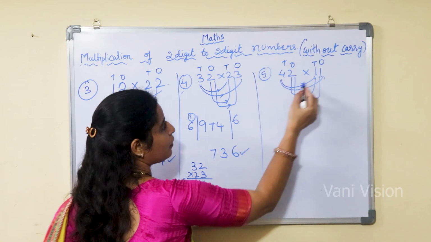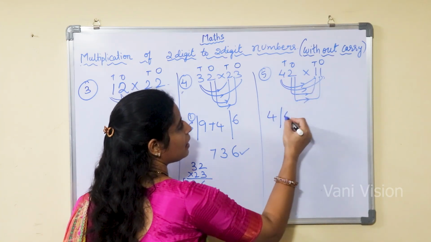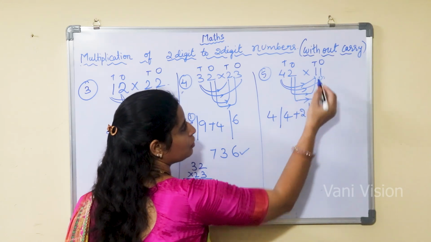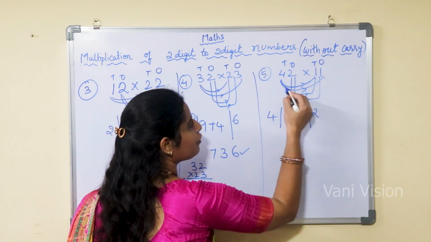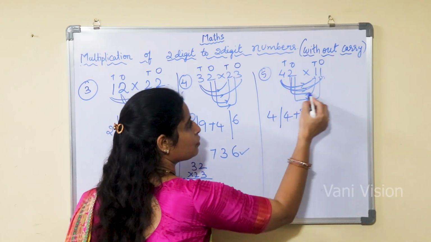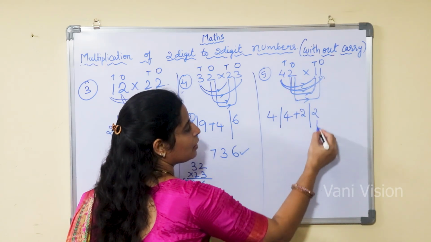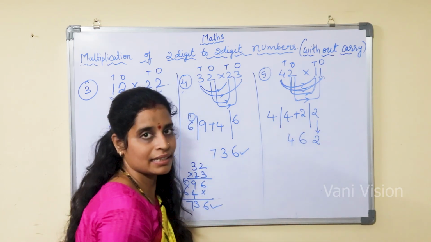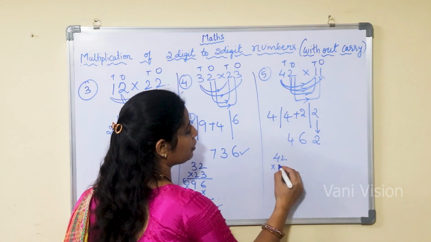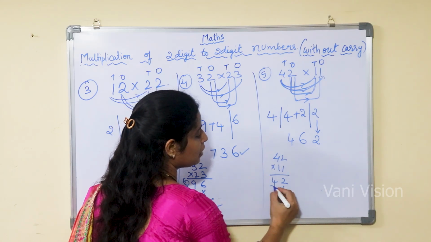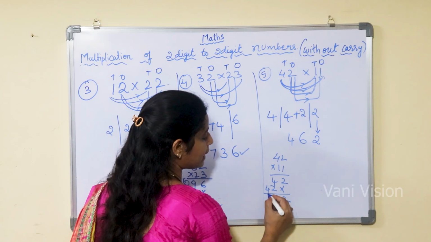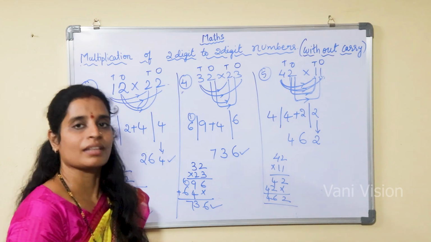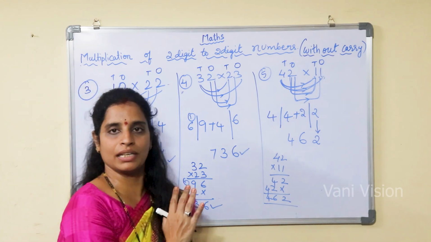Okay. Now 4 ones are 4, plus 2 ones are 2. See, 4 ones are 4, plus 2 ones are 2. Now write this 2 as it is. 4 twos are 6, 4. Got it? Now shall we check this? 42 into 11. 2, 4. So 2, 6, 4. So our answer is 462. I think it is clear up to here.